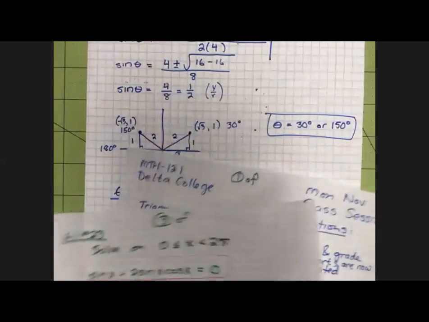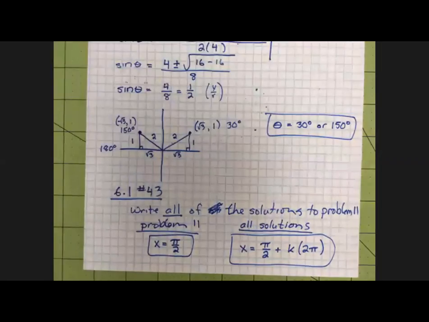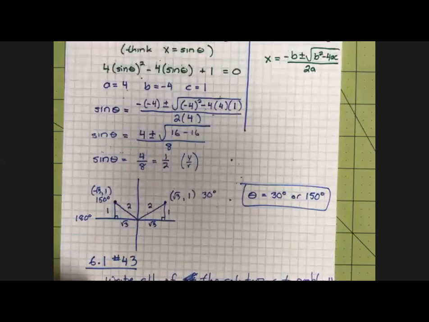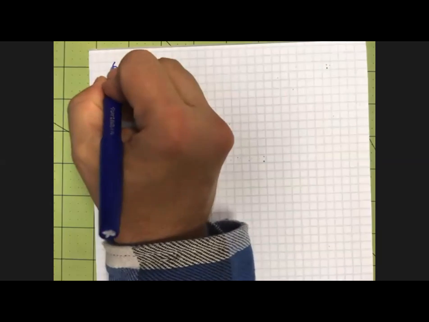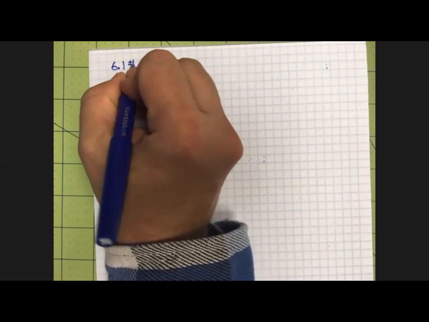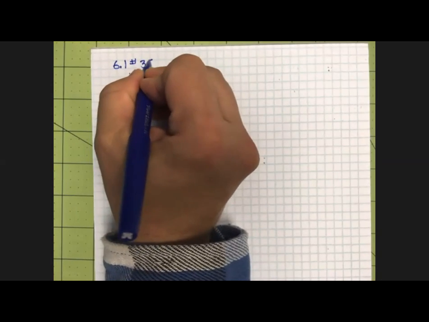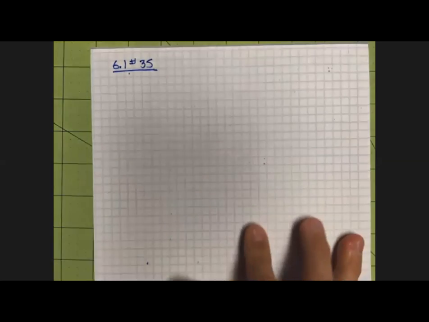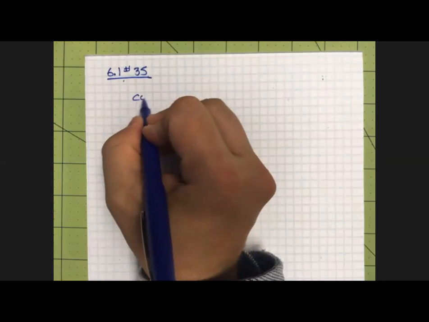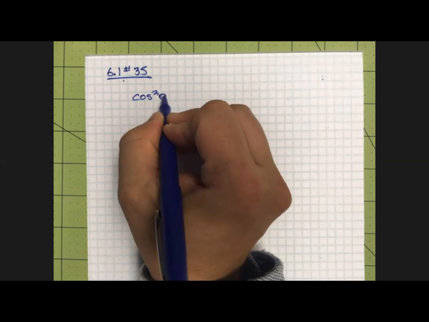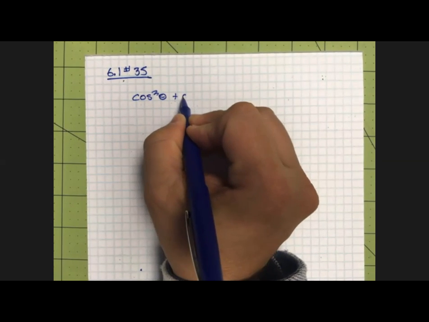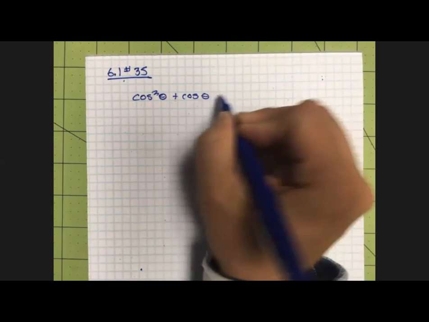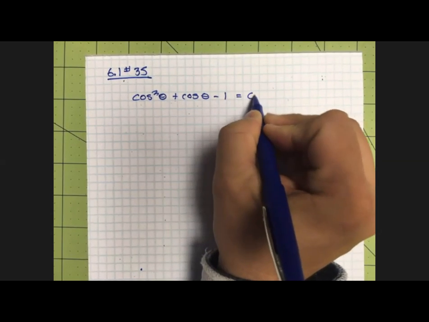Okay. Let's do something where I need to use the quadratic formula, because that last one was not satisfying. Let's look at 6.135. Cosine squared theta plus cosine theta minus 1 equals 0.